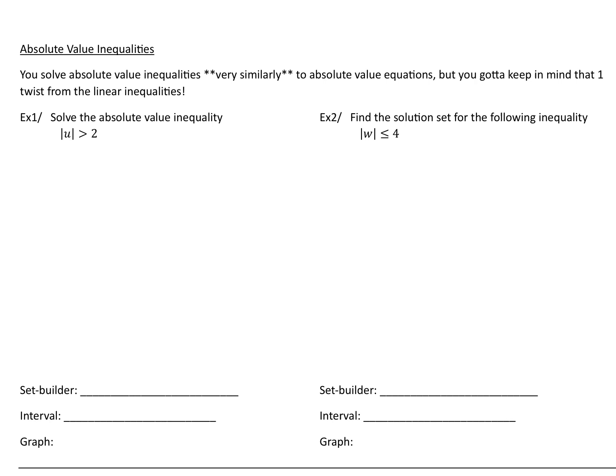In this video, I will go over how to solve absolute value inequalities. You will solve absolute value inequalities very similarly to absolute value equations, but you've got to keep that one twist from linear inequalities in your mind. That one twist being that if you multiply or divide by anything negative, then you will change the direction of the inequality sign. I will also assume that you have some knowledge on how to solve absolute value equations and linear inequalities.